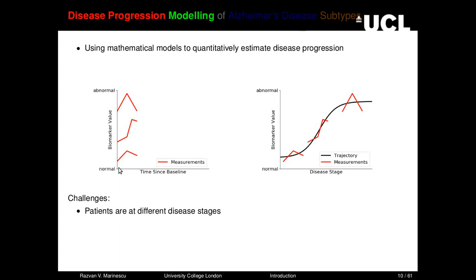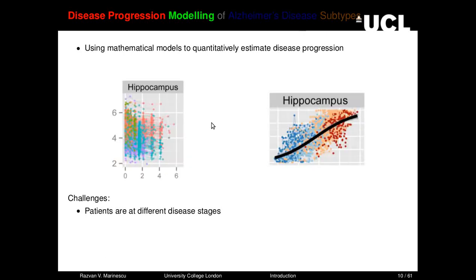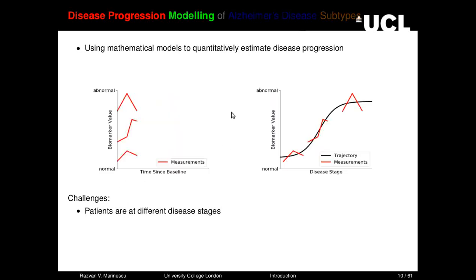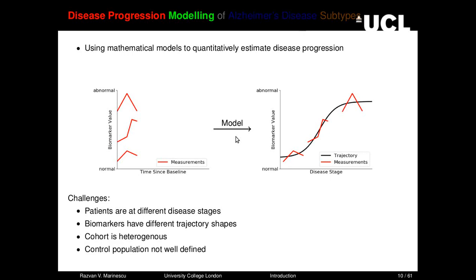It doesn't seem too hard to do this, but in practice it's a bit more complicated because we don't really know the stages that the patients are at when they come to the clinic. What we have instead is the picture on the left, where we don't know the disease stage, we just know the time since baseline visit. So they're not aligned on this temporal axis anymore, and it's much harder to actually see any trend here. It's even harder with real data, where you have many measurements, and we call this plot on the left a spaghetti plot, because it looks like spaghetti.